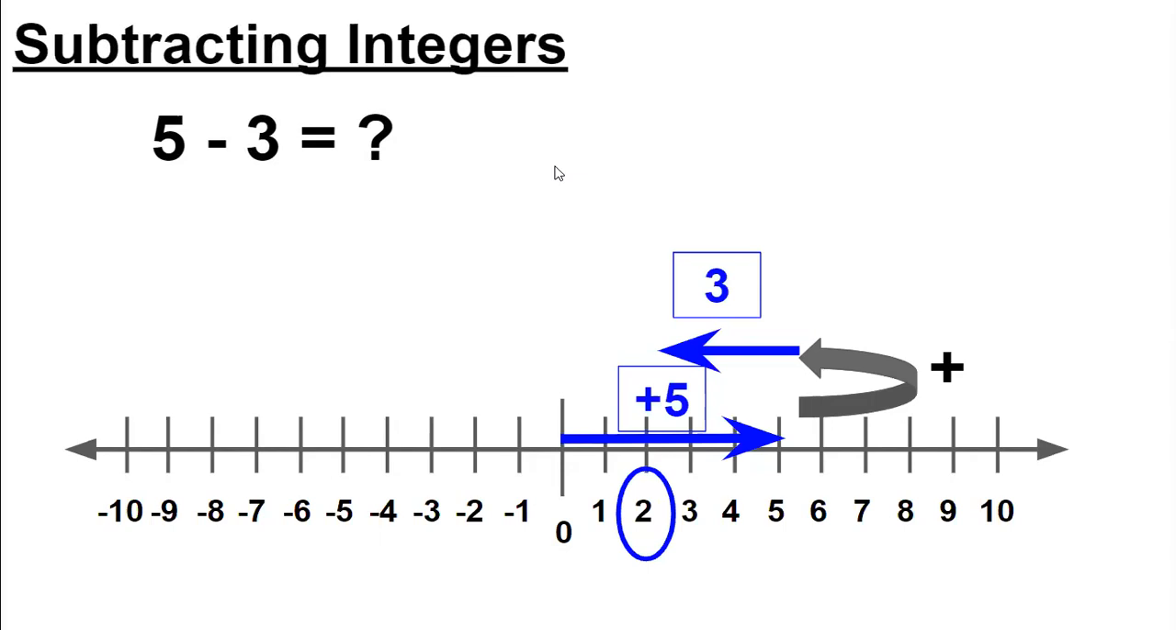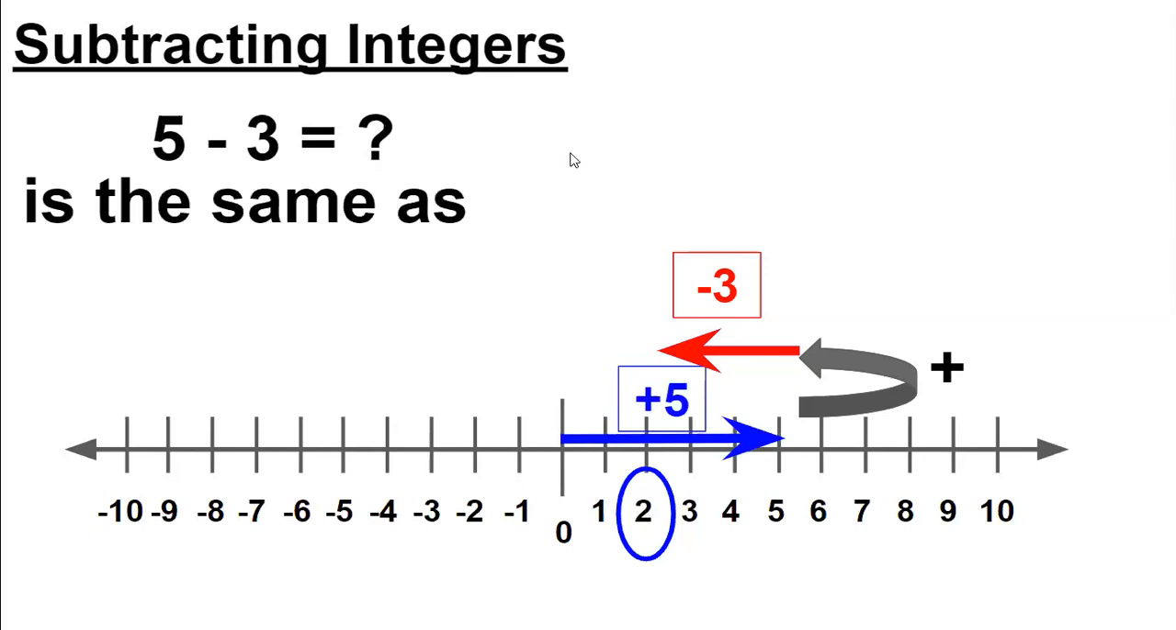Let's think about this. If I add 5 plus negative 3, right? Isn't that the same thing as 5 minus 3? Exactly. So you can use the additive inverse of positive 3 and add negative 3 to the 5 and get the same answer. So 5 minus 3 is the same as 5 plus negative 3.